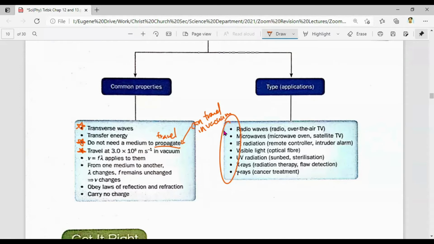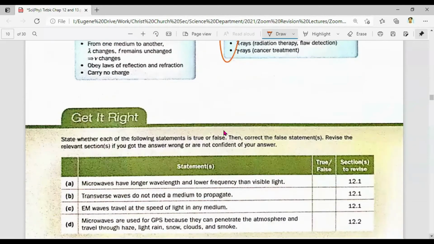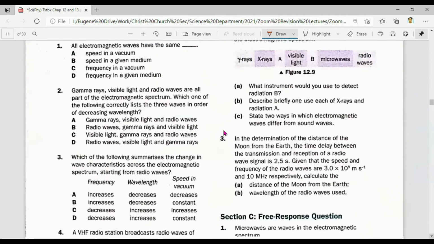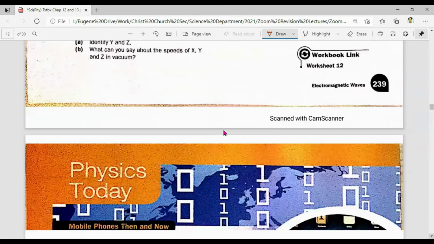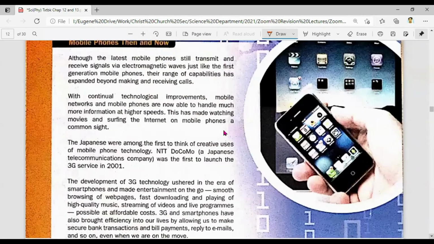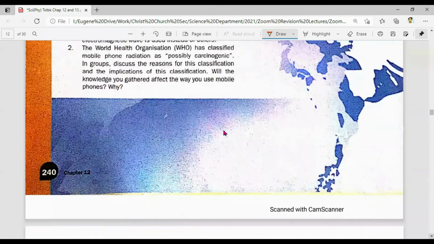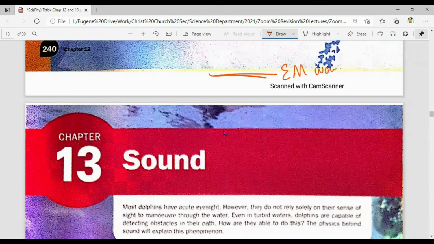Okay, and if you ask me, this is one of the chapters where you should get your marks from, if it comes out in the exam. Okay. Now, so that's for EM waves. So I'm going to stop there now. So for EM wave, we are done. Next, we're going to go into sound.